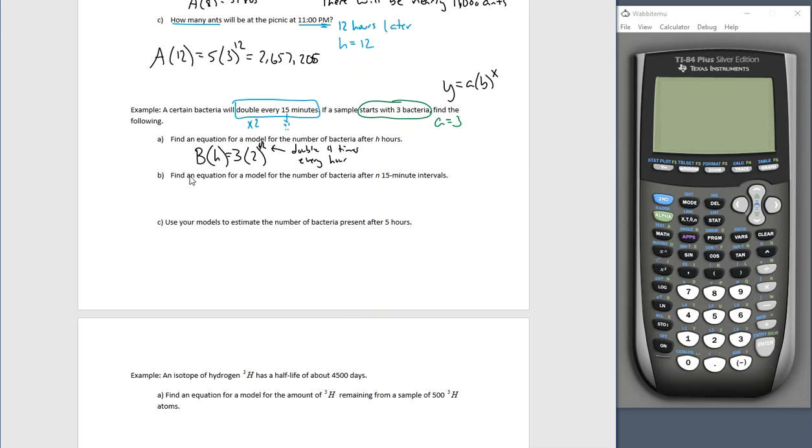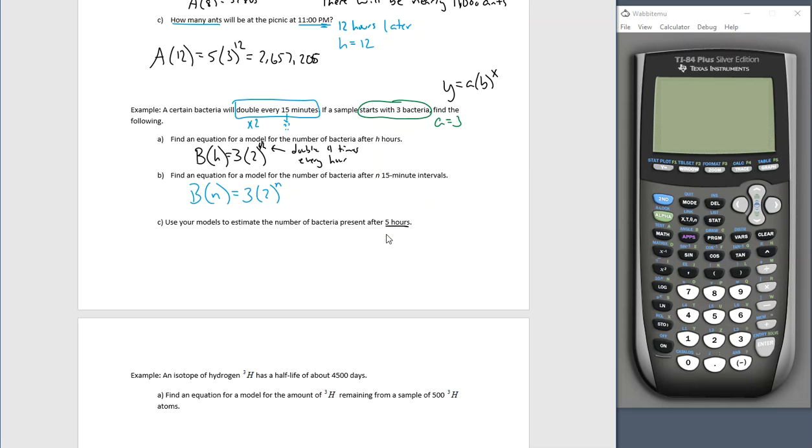Well, we might find that sometimes the number of bacteria or whatever problem we're working on is easier if we change our units. If we had n 15-minute intervals, well, this would just be n. It doubles every 15 minutes, every n. Because our unit of measurement of time in part A was hours, and that's not the same unit of time that we measure in the original problem, we had to convert our exponent to use it, and that was a 4H. Since our n is given in the same intervals, in the same time periods as our original problem, there's no need to convert.